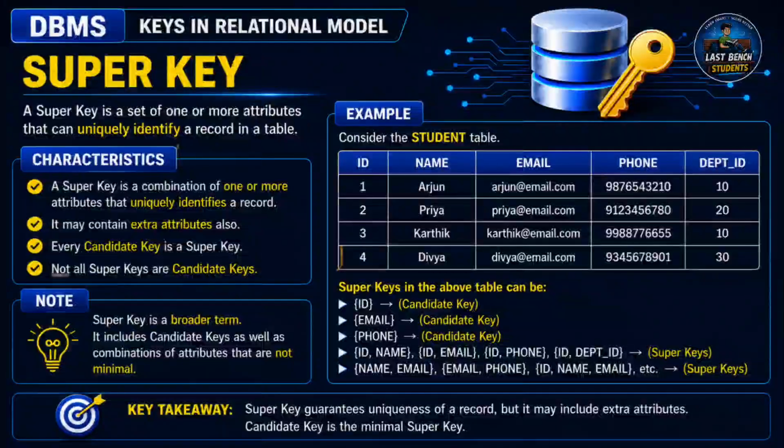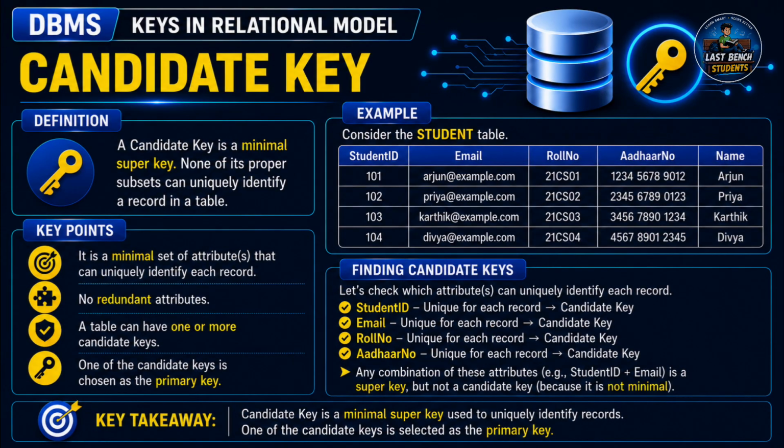A super key is a key or a combination of attributes that uniquely identifies each record in a table. It may contain extra attributes. Every candidate key is a super key, but not every super key is a candidate key. A candidate key is a minimal super key that uniquely identifies each record in a table. A table can have one or more candidate keys. Among them, one candidate key is selected as the primary key, and the remaining candidate keys become alternate keys.